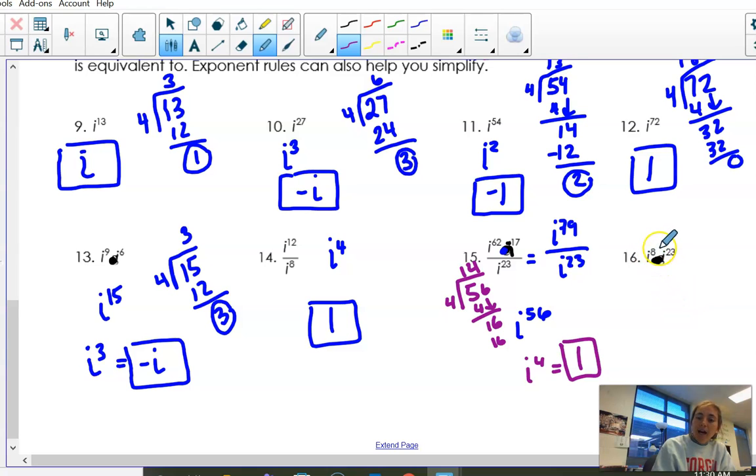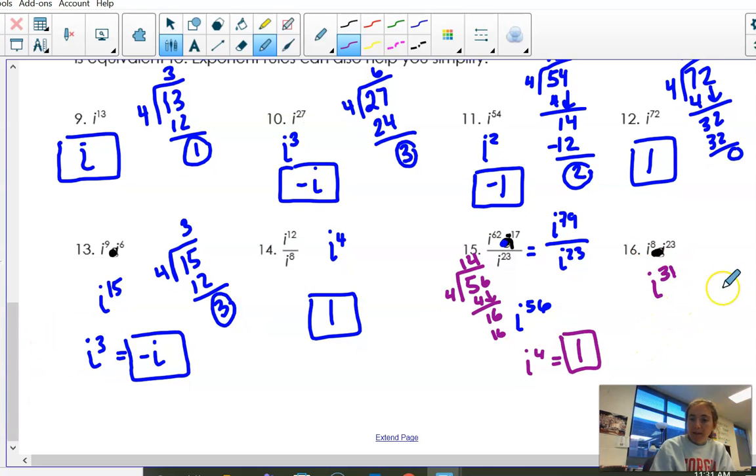Number 16, i to the 8th times i to the 23rd. This will give us i to the 31st power, because we have to add the exponents since we are multiplying like bases. 4 does not go in evenly to 31, right? It's going to have a remainder. 7 times 4 is 28, leaving us with a remainder of 3. So that means this is really i to the 3rd, which is negative i.